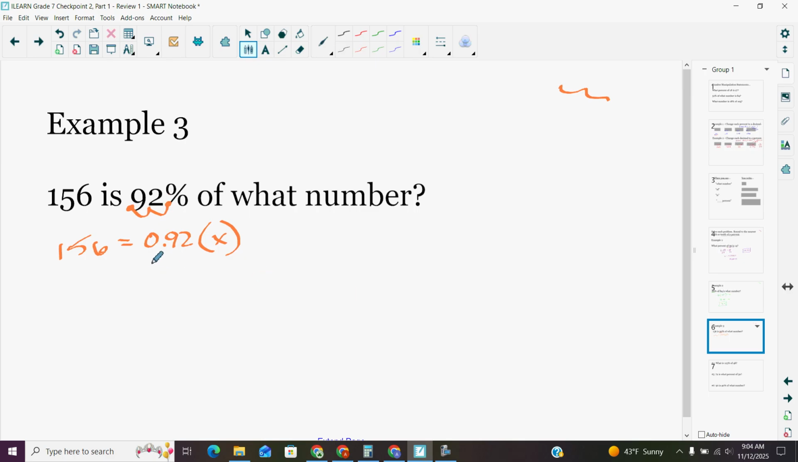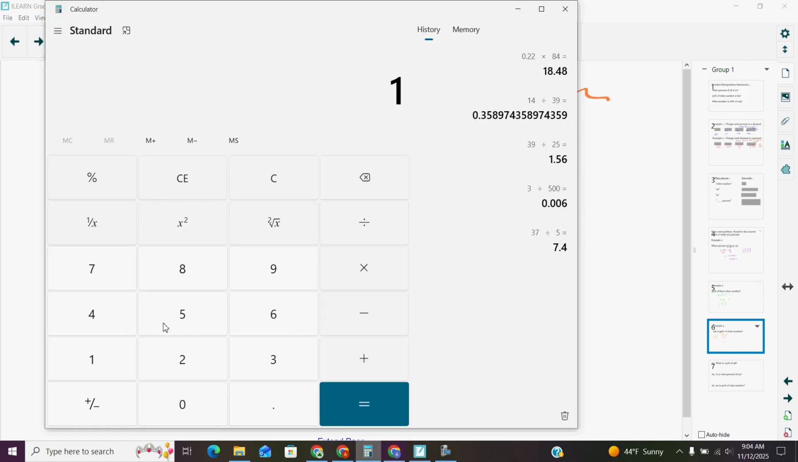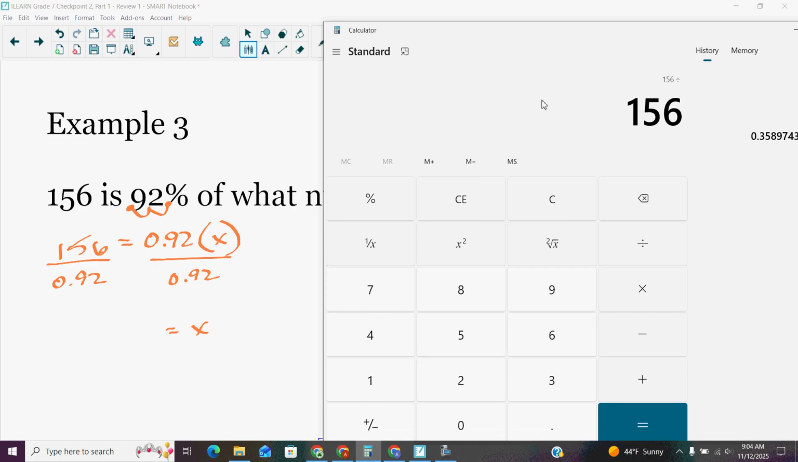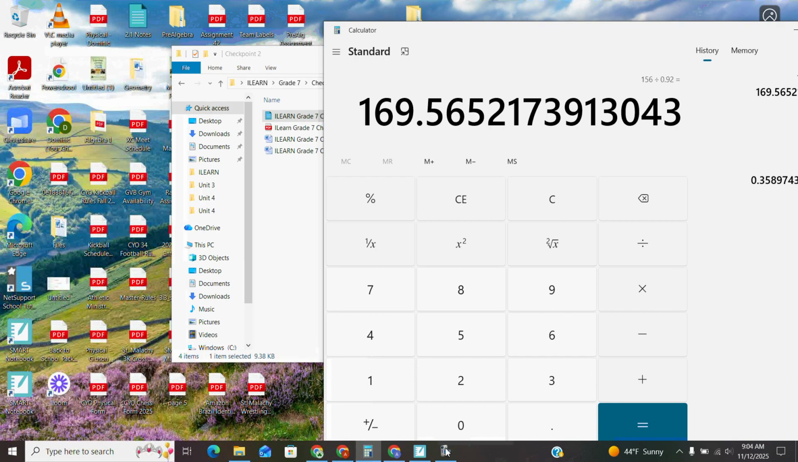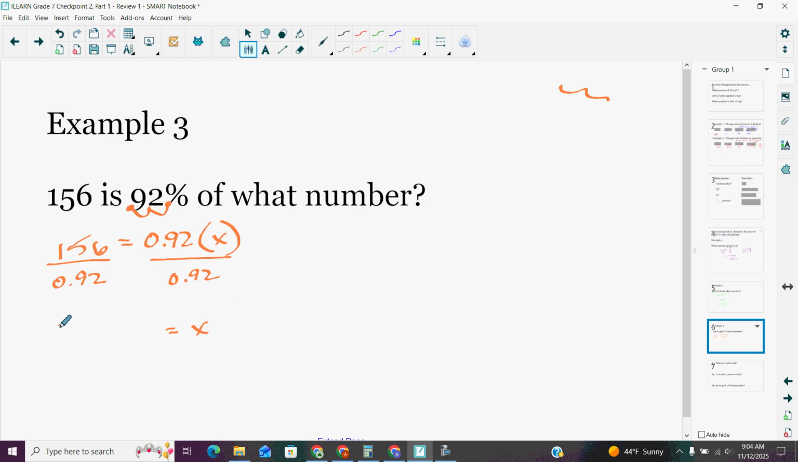I need to get x by itself, so I am dividing both sides by 0.92. 156 divided by 0.92 is 169.565. Rounded to the nearest tenth would be 169.6.